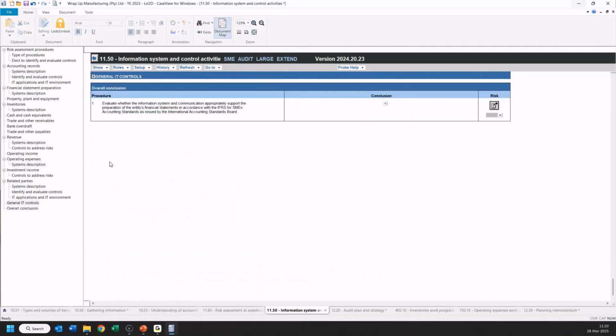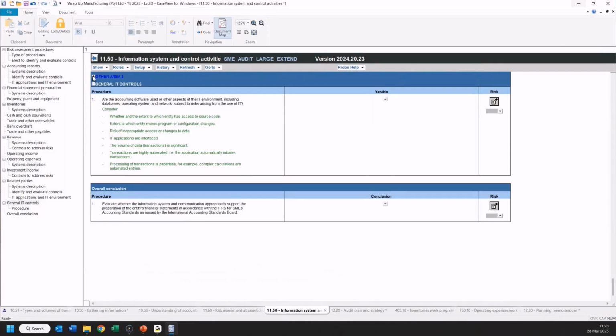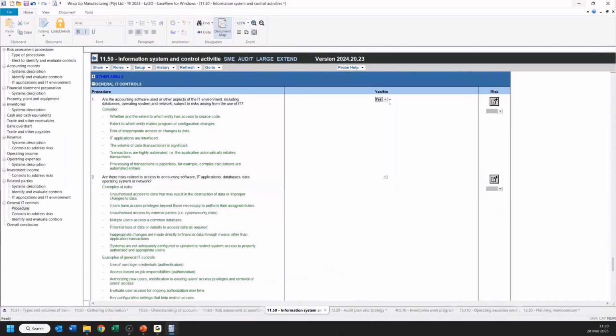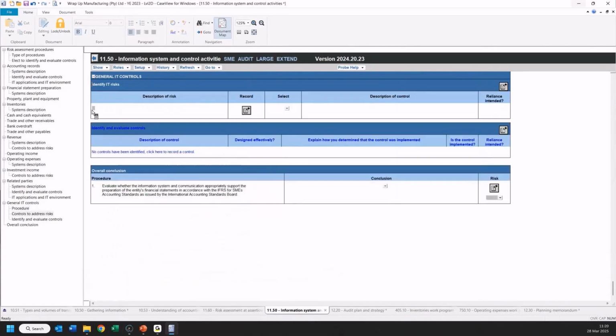I just want to show you the general IT section. Also, this is where you would come and record the general controls then. Is the accounting software used? And we said yes. We can say yes, it is used as part of. And then again, lots of questions about IT controls. And then we can identify controls, the risk, and record controls that we want to rely on, the IT controls, and of course test them as well, if they are designed effectively and implemented. Right, and then we've got the conclusion at the bottom. And we'll probably come back to this again next week after we've also looked at the revenue system descriptions and the controls that are possibly implemented there.